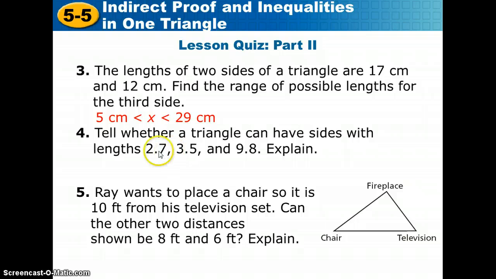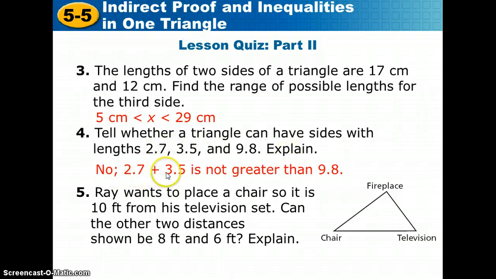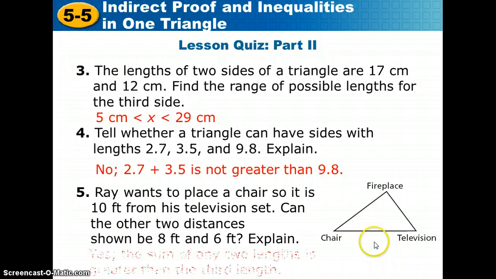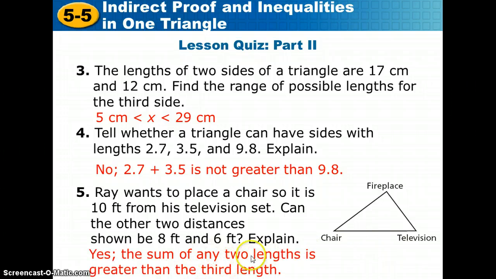Number 4, can these be sides of a triangle? No. 2.7 plus 3.5 is not greater than 9.8. Alright, number 5, Ray wants to place a chair so it is 10 feet from his television set. Can the other two distances shown be 8 feet and 6 feet? Yes, the sum of any two lengths is greater than the third length.